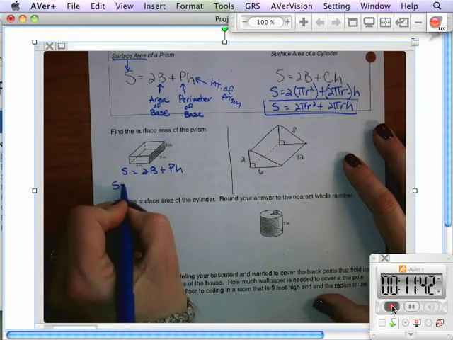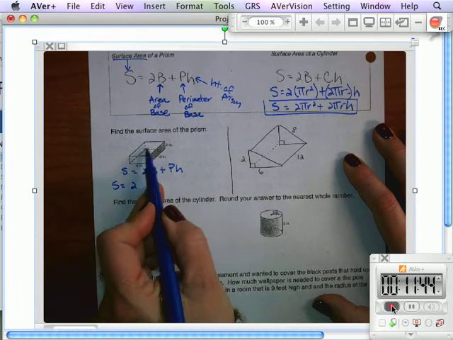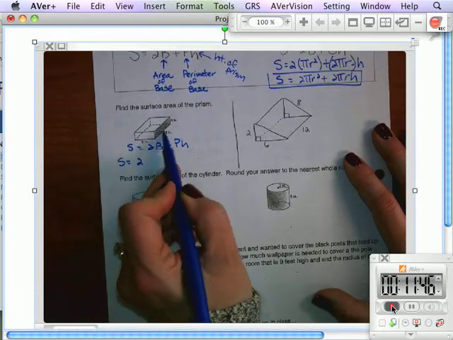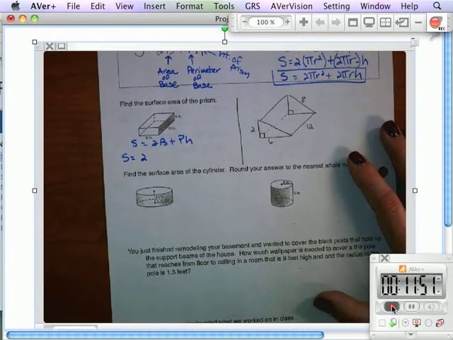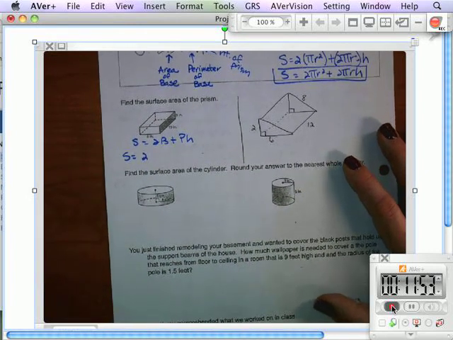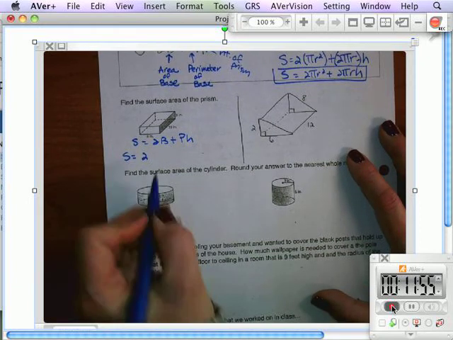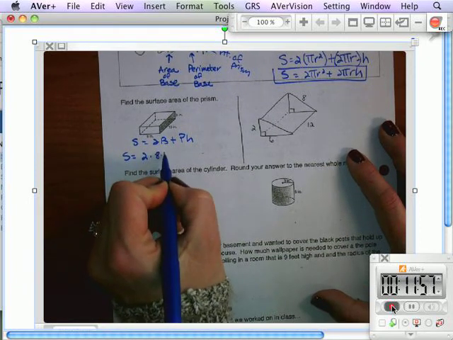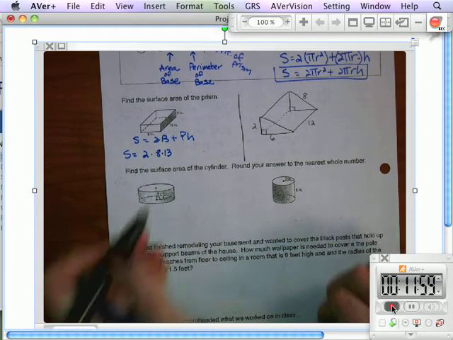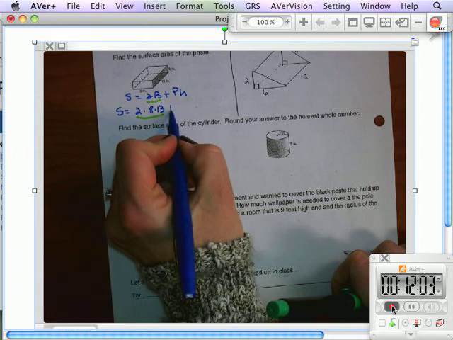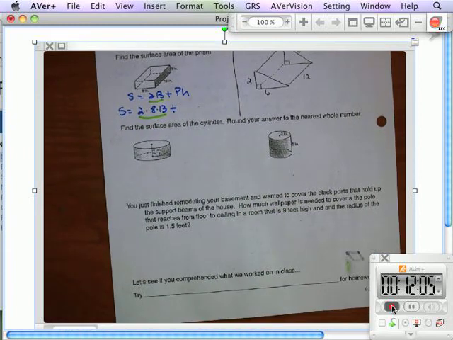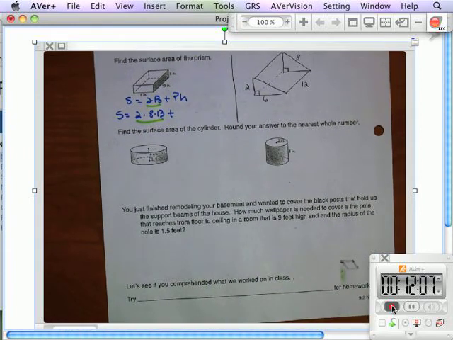So, what is the base shape on this particular prism? What's the shape of the base? How do you find the area? Base times height, or length times width. So it's 8 times 13. So what I did right now is I did this part of the formula. Plus the perimeter of the base.